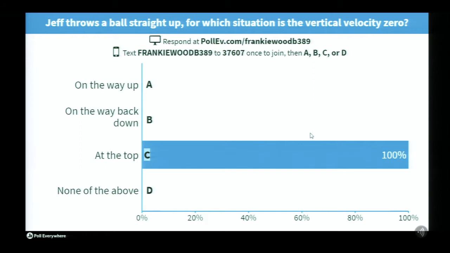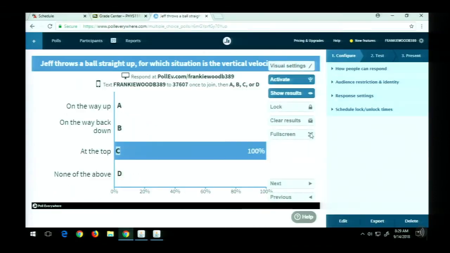Hopefully you all got that it was at the top. Because if I'm tossing the ball, that's when my velocity is changing from positive to negative, and so that is at the top. All right, let's do another one.